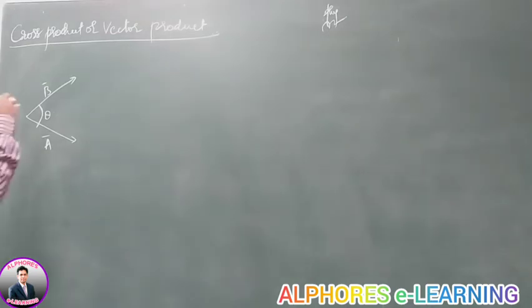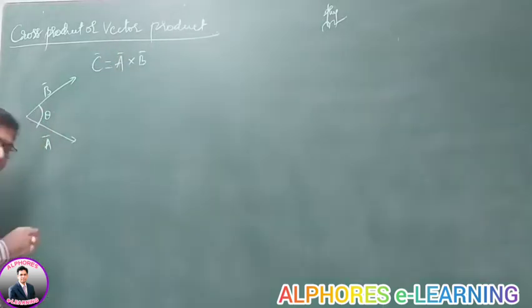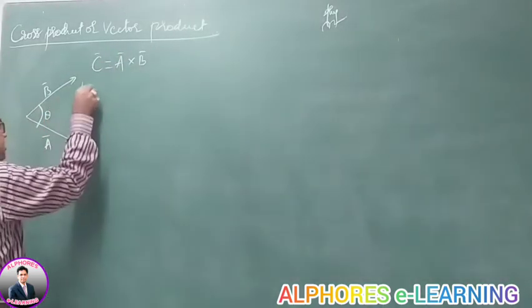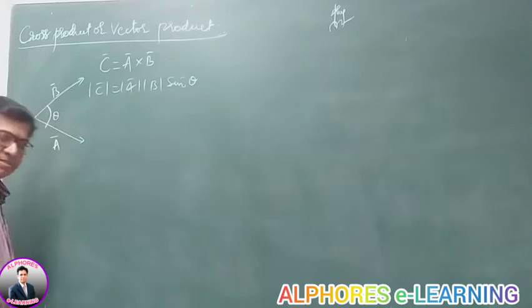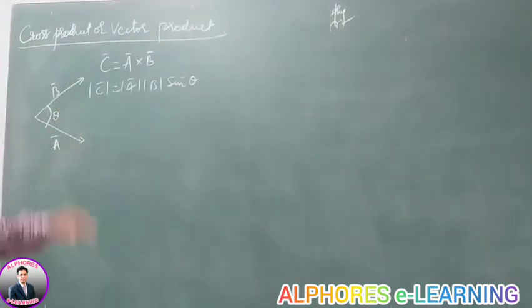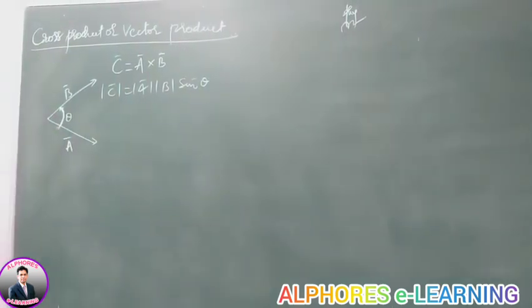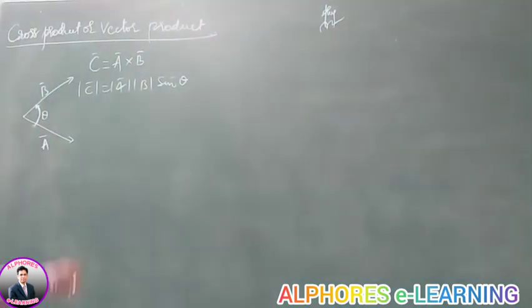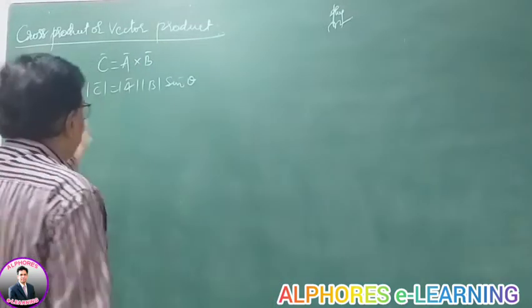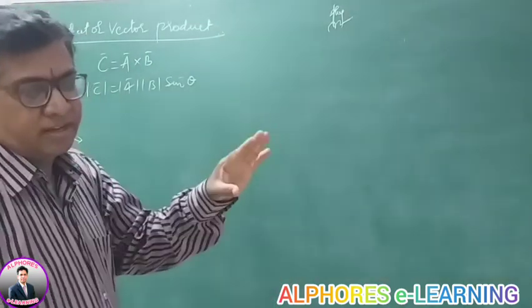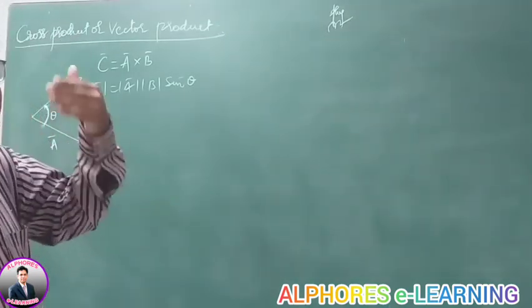Then the cross product of two vectors is another vector c bar, such that c bar is a bar cross b bar. Now mod c is mod a, mod b, sine of the angle between the vectors. So the magnitude of the resultant is mod A, mod B sin theta, where the angle is the smaller inner angle, not the external angle. The cross product of two vectors yields a vector, which has magnitude and direction.